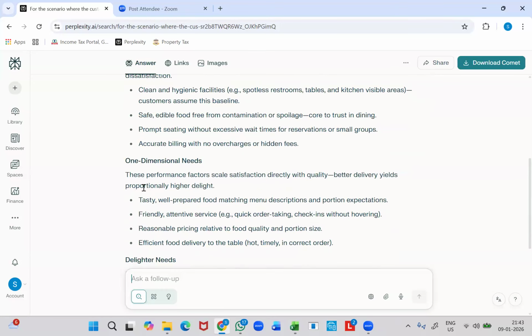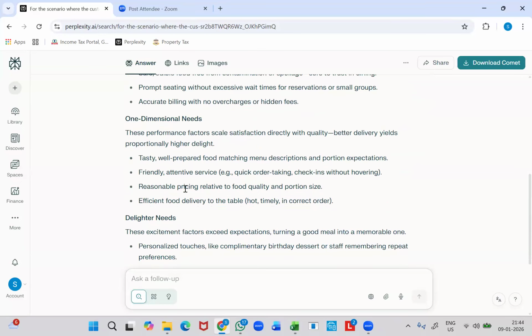So one-dimensional needs could be the taste of the food, right? And also the quantity, the portion. So friendly, attentive service, reasonable pricing for the food items that we consume, and efficient food delivery to the table. So these could be your one-dimensional needs.